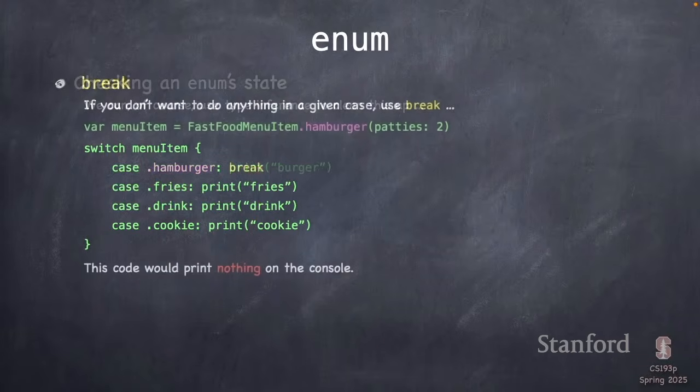There is a really nice thing that you can put as the thing to do in a case, which is break. Break means do nothing. I don't want to do anything here, just break out of here, essentially. So in this case, if I have FastFoodMenuItem is a hamburger with 2 patties, and I did this switch statement, it would print nothing, because a hamburger there doesn't have a print. I broke out of there. But the other ones would still all print if it was of that type.